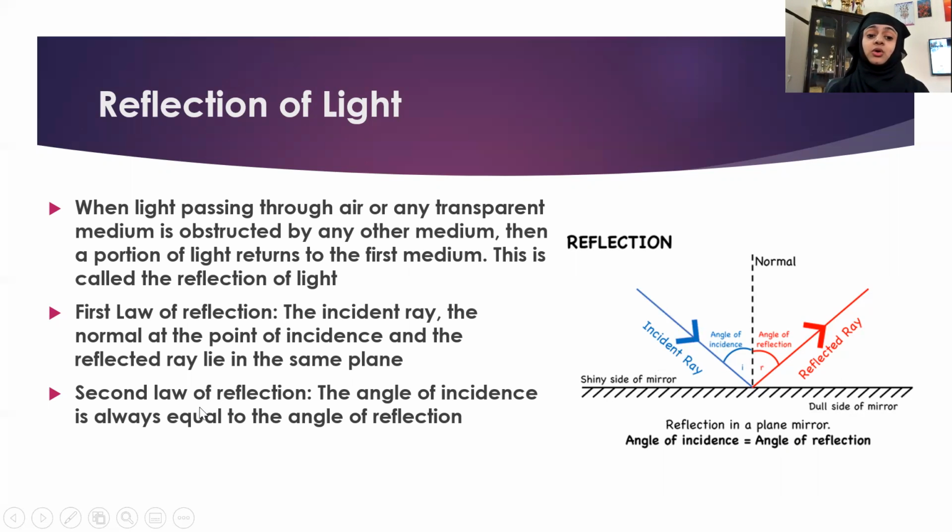Now, the second law states that the angle of incidence is always equal to the angle of reflection. So here, angle of incidence is the angle between the incident ray and the normal, here represented by the letter I, and angle of reflection is the angle between the normal and the reflected ray. It is represented by R. So angle of incidence will be equal to angle of reflection. This is the second law of reflection.